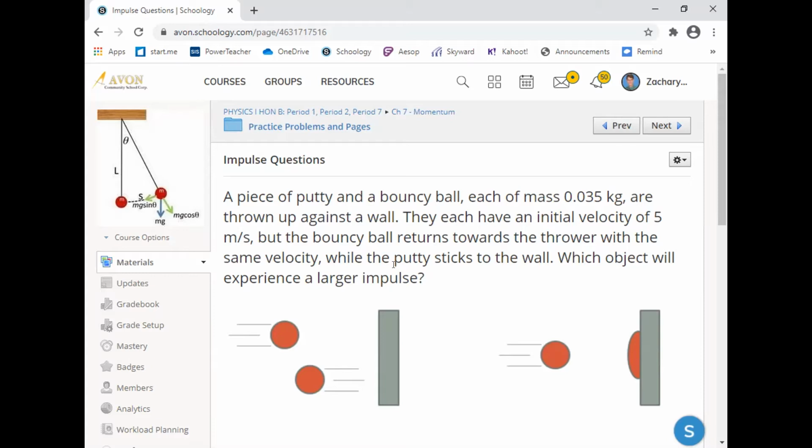In this case, the first ball hits the wall and bounces off. The second ball hits the wall and sticks. Which one is going to be capable of applying a greater impulse? Tell your partner what you think.